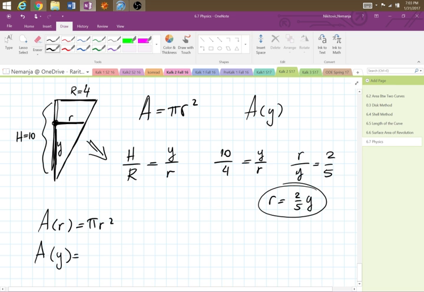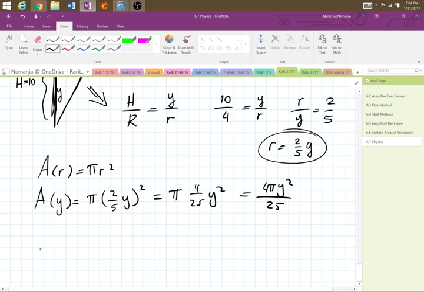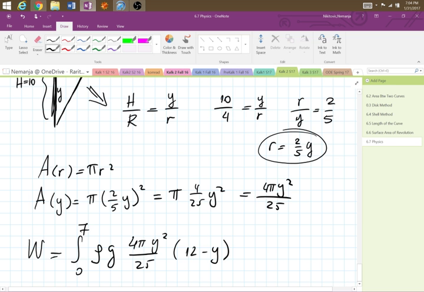So A of y is going to be pi, and instead of r I get to write 2/5 y, everything squared, which is pi times 4/25 y squared, or 4 pi y squared over 25 in one term. So now, to get the work, 0 to 7, because we are pumping all of the water out. Rho g: rho is 1,000 if it's water, and g is 9.81, call it 10. Now we have our area equation, 4 pi y squared over 25, times 12 minus y for our nozzle height, which was at 12, and then dy.